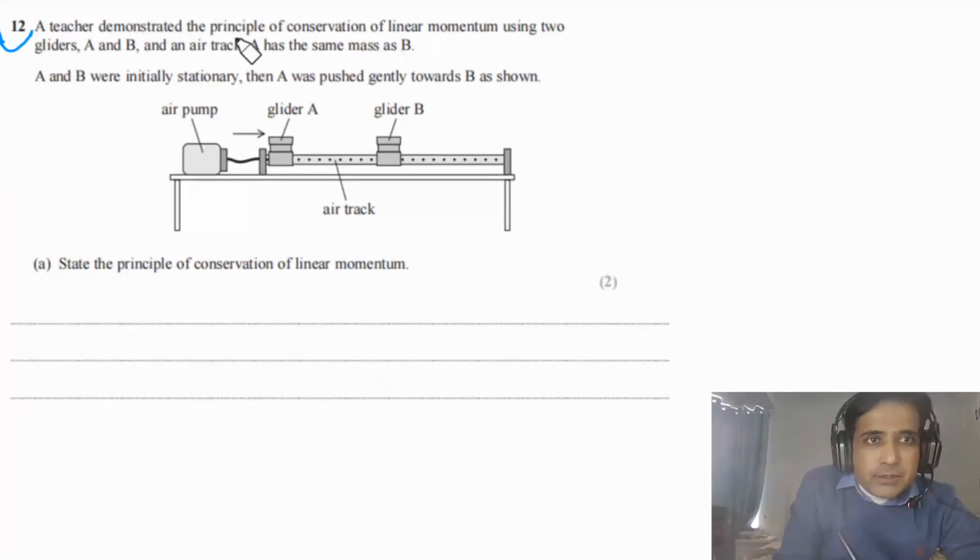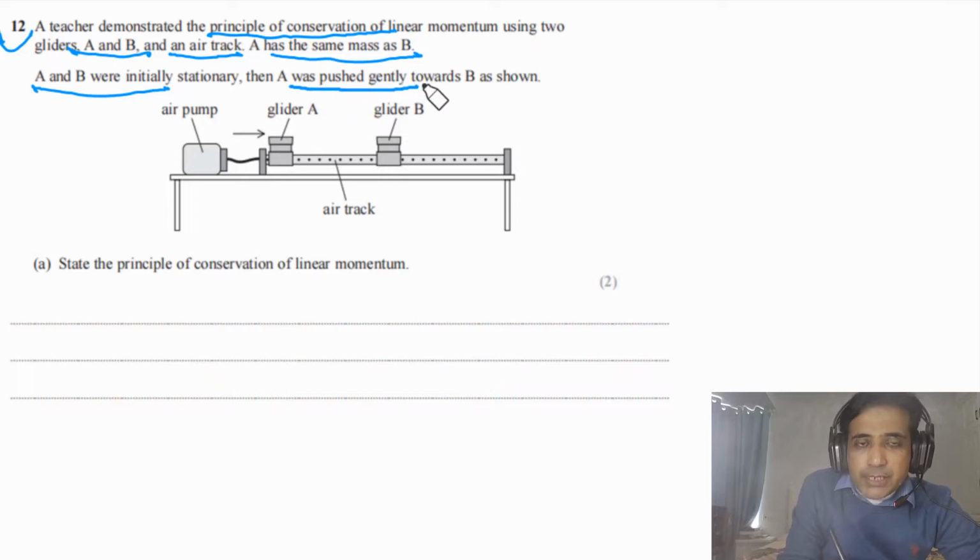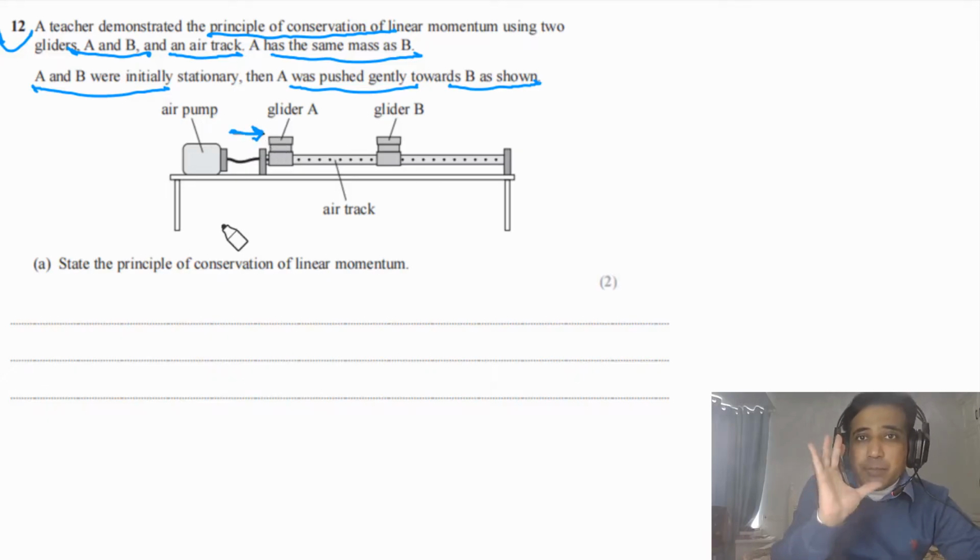Question 12 says, a teacher demonstrated the principle of conservation of linear momentum using 2 gliders A and B and an air track. A has the same mass as B. A and B were initially stationary, then A was pushed gently towards B as shown in the figure. So this is representing the push. This arrow means the applied force on glider A.